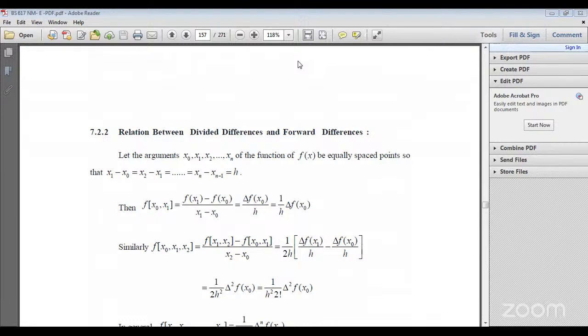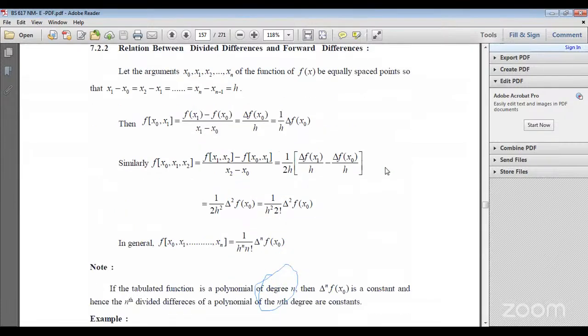Similarly, we take f of x0, x1, x2 as f of x2 minus f of x0, x1 by x2 minus x0, which is 1 by 2h times delta f of x1 by h minus delta f of x0 by h. Both values are taken here, and after simplification this gives 1 by 2h square delta square f of x0, that is 1 by h square 2 factorial delta square f of x0. In general, f of x0, x1, x2, and so on up to xn is 1 by h power n, n factorial, delta power n f of x0.